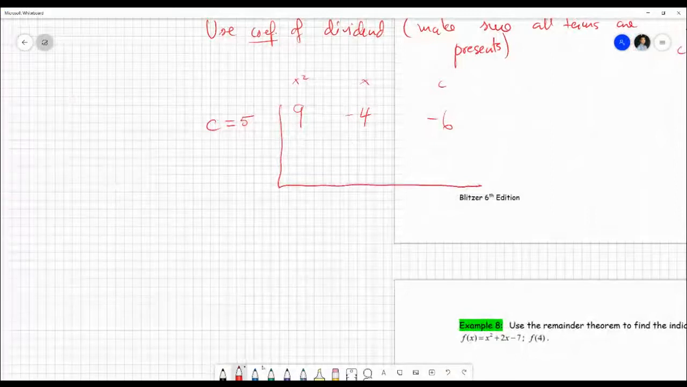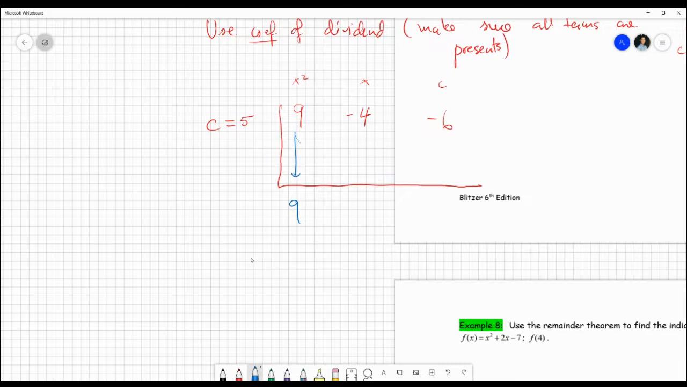Okay, so here is the process. I'll use a different marker here. First step, we're going to drop down the first number. Then we're going to multiply the c value with the number on the bottom, and put the result in the next space to the right, below the adjacent column. So 5 times 9. Then we're going to add them straight down. So here I get 41.